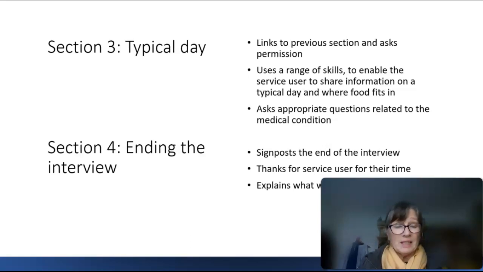Section 4 is your ending. So you will say thank you for your time. This information has been really helpful. I'm going to maybe hand over to your supervisor or take this information back to the dietitian. It doesn't matter what you do, as long as it's an appropriate way to say to the service user, we have now finished, and what's going to happen next. So should they expect to hear back from you, for example?